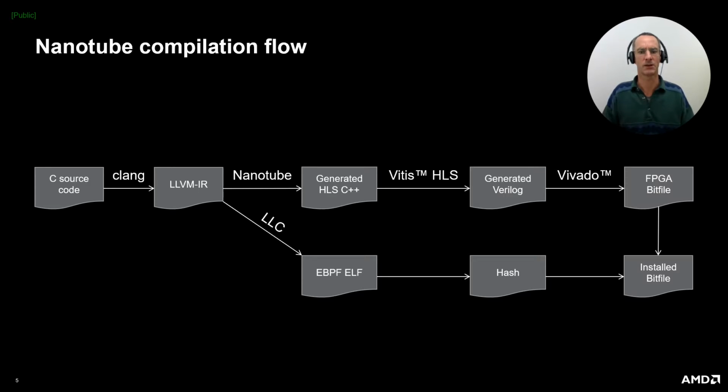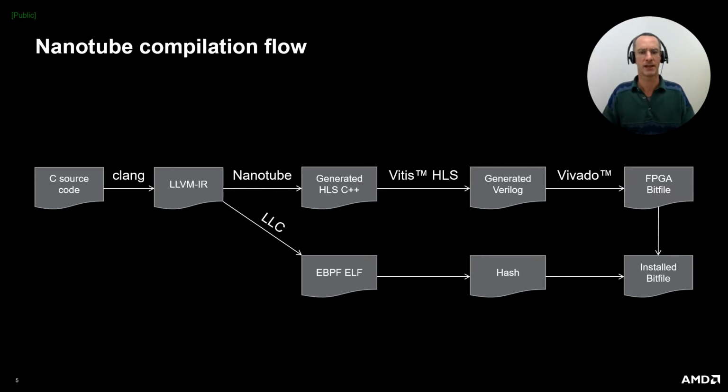We extend this flow by running the Nanotube compiler on the LLVM IR. It performs the transformations on the code to turn it into a pipeline like the one we've just seen. The result is written out as C++ in a form which can be compiled with the existing Vitis HLS tool. HLS stands for High Level Synthesis. The generated C++ is in a similar language to the original source code, but it is structured to match the FPGA logic rather than the original software.